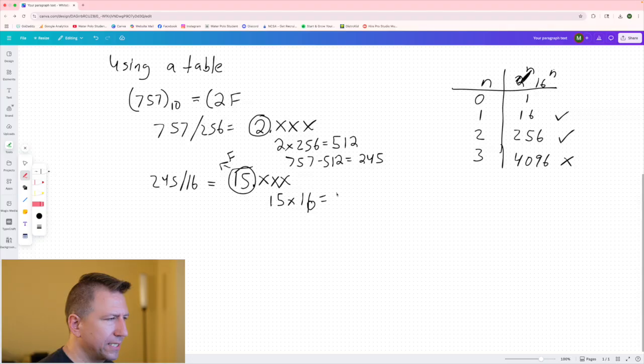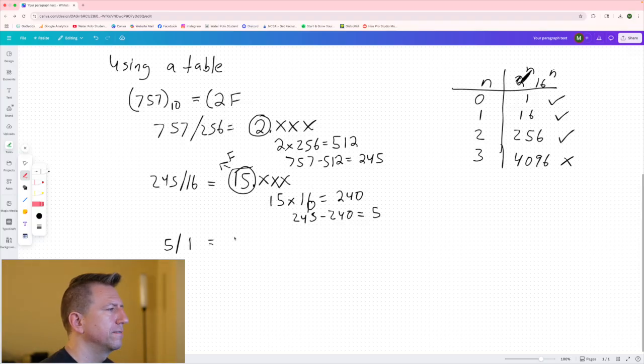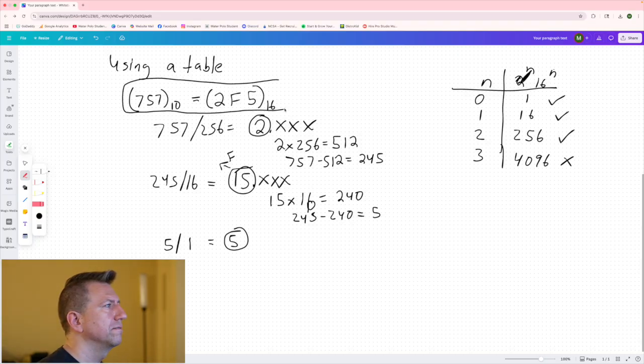And so 15 times 16 gives us 240. So we're going to account for 240 more. 512 here, 240 here. We're going to take our 245 that we have left over, take away 240, and we have 5 left. So we take that 5 and divide it by 1, because we have 1s left over. This is sort of an unnecessary step, because you can do this in your head pretty quickly. But we get the answer 5, and so this is base 16. Here is our final conversion.